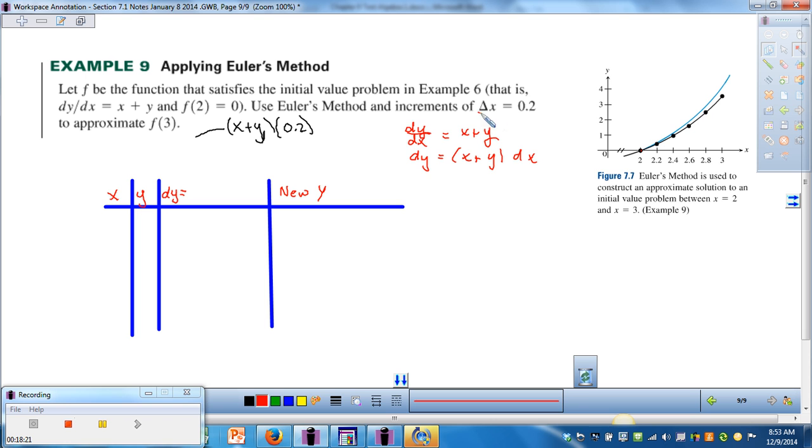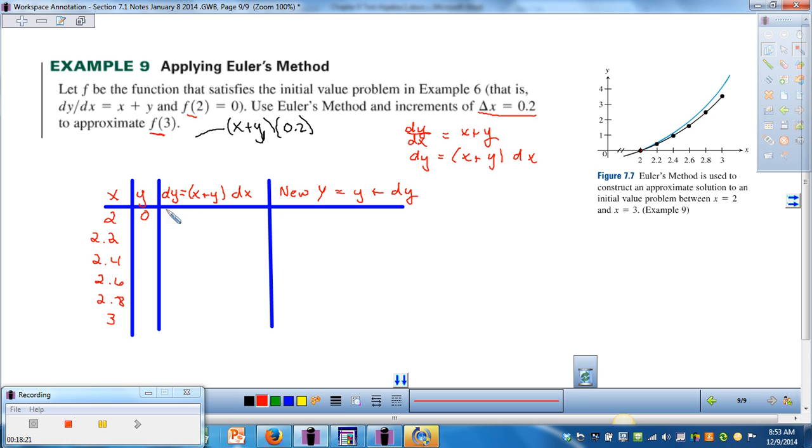And notice that they gave us, and they will give us, our dx or delta x, and they give us a starting point, f(2) equals 0, so that's our initial one here. We have (2, 0), and they want us to approximate f(3). So we use our delta x and go up by that much until we get to 3: 2.2, 2.4, 2.6, 2.8, and 3. The only y value we know is the one that goes with 2. So we want to find dy, which is x plus y times dx, and then add it to our existing y to get our new y. So our new y is y plus dy.